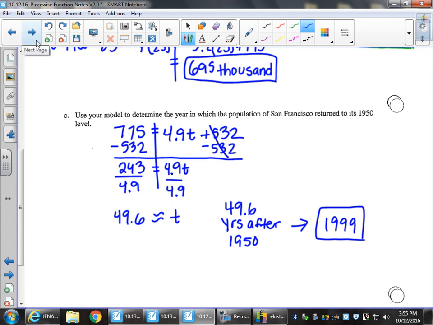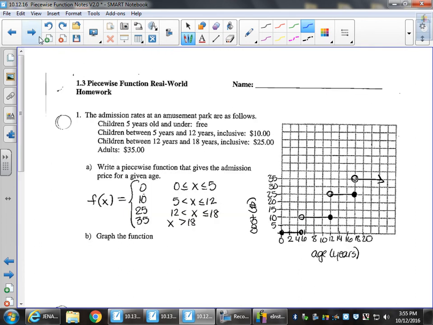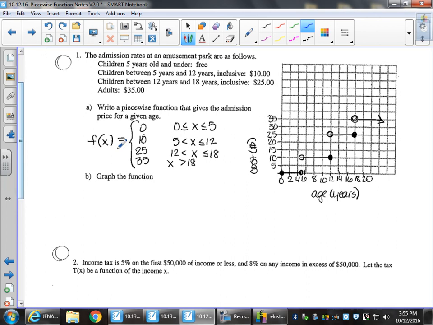The homework that was associated with these notes started with this question. And this question I already filled out because most of us did a really nice job and got this right. I didn't want to necessarily focus on it in the video. Here we have 4 fixed costs. Children 5 years old and under.